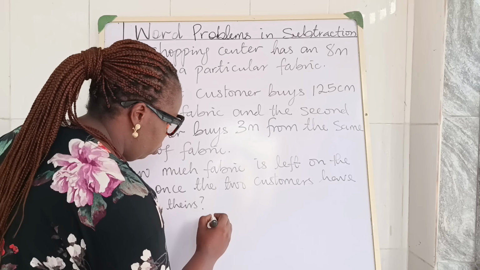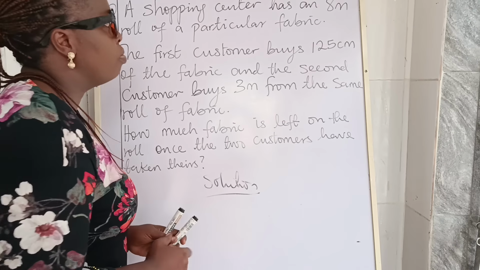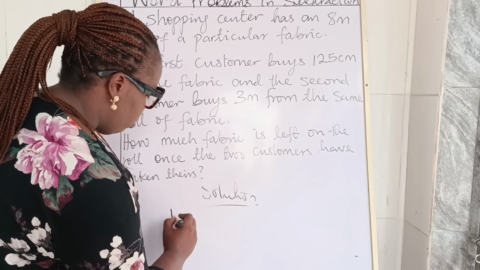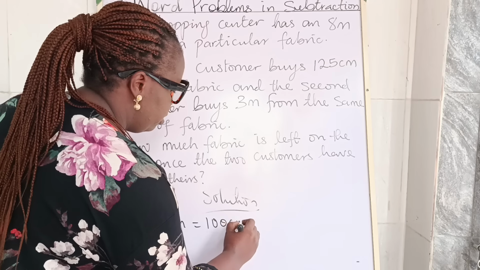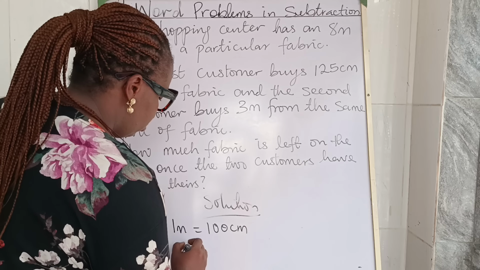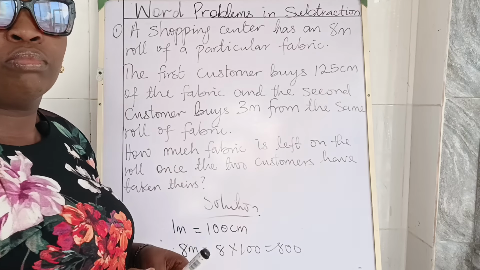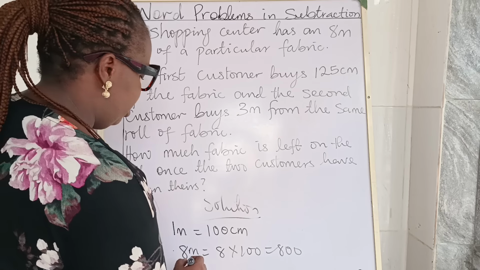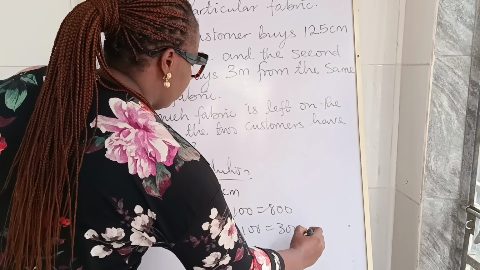Let's look at this. We have the solution. Eight meters. If we have 1 meter, we know 1 meter is equal to 100 centimeters, right? Because 1 meter is bigger than a centimeter. Therefore, 8 meters is going to be 8 times 100, which will give us 800. This one is already in centimeters, so we leave it that way. Then we have our 3 meters. 3 meters will be 3 times 100, which is 300 centimeters.